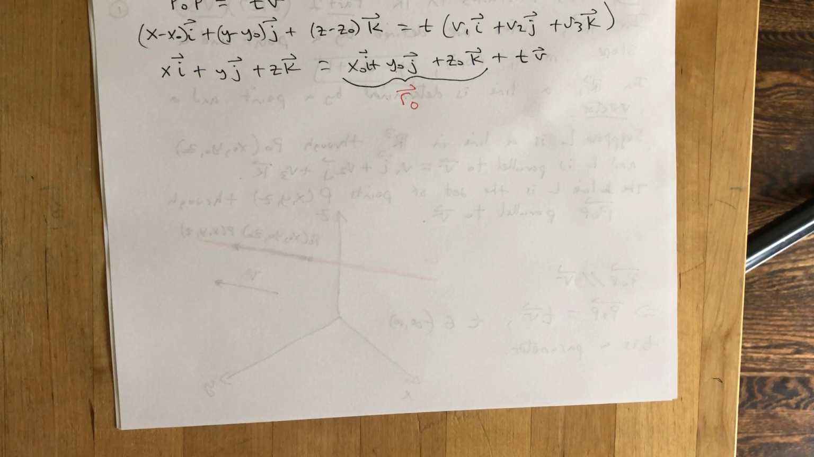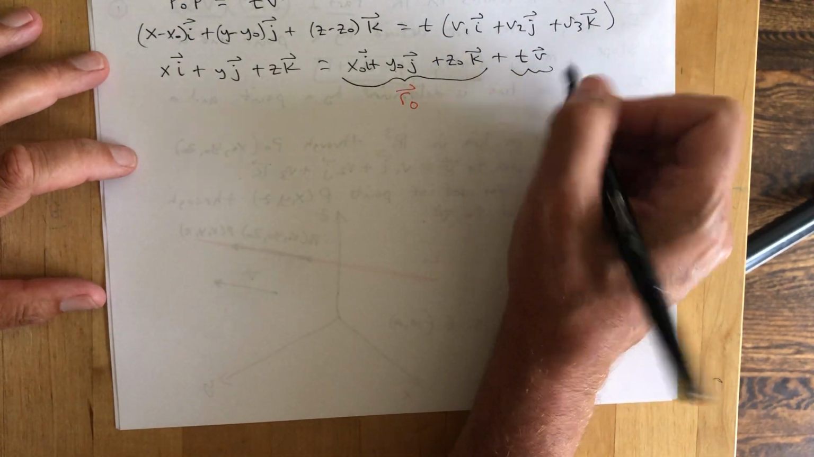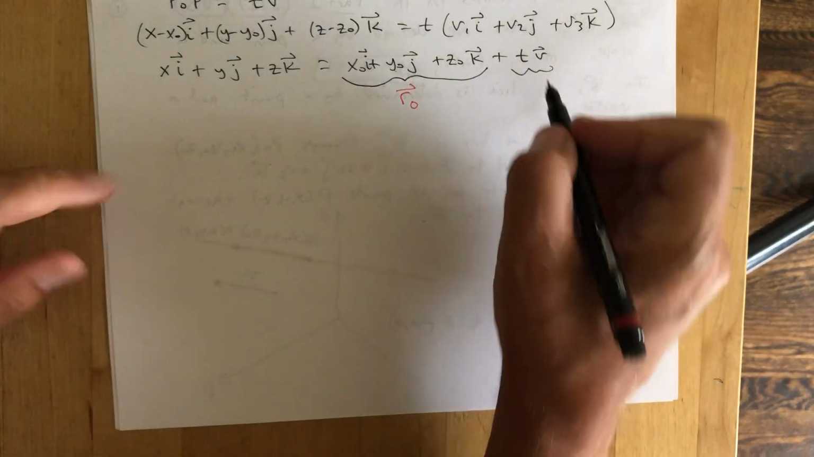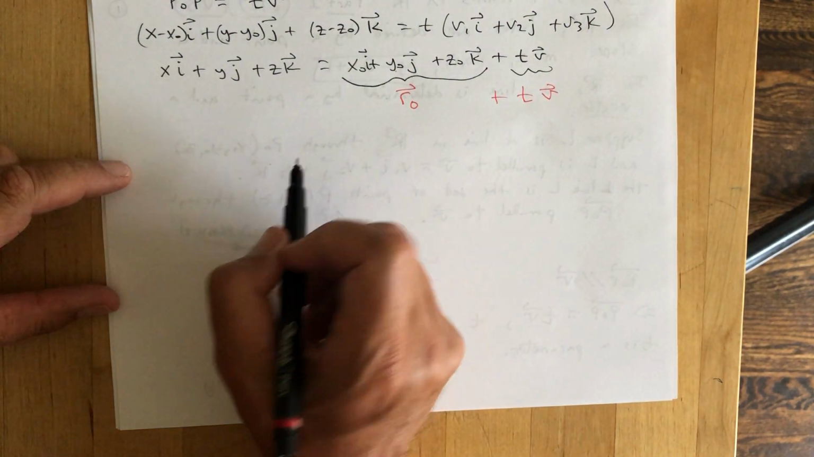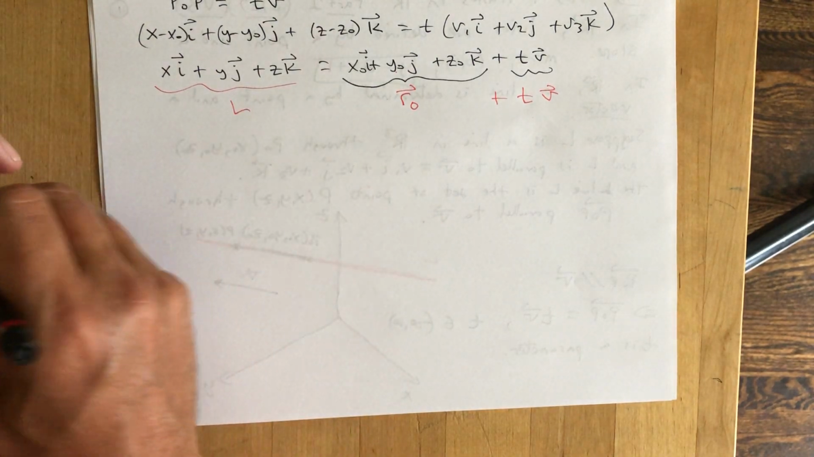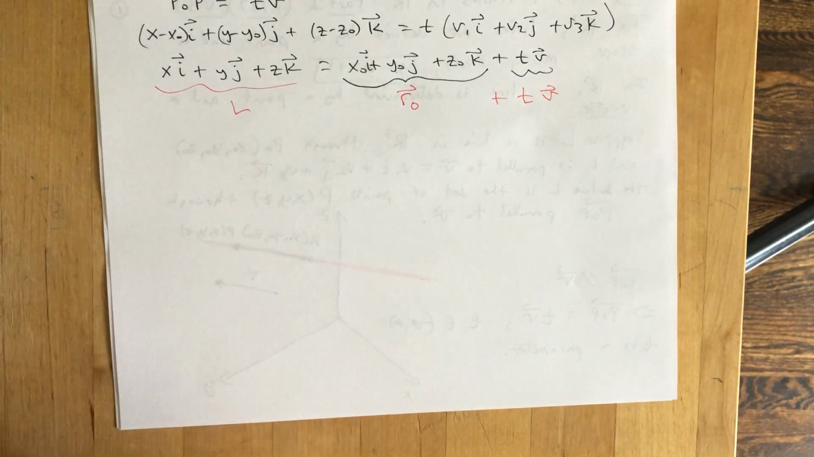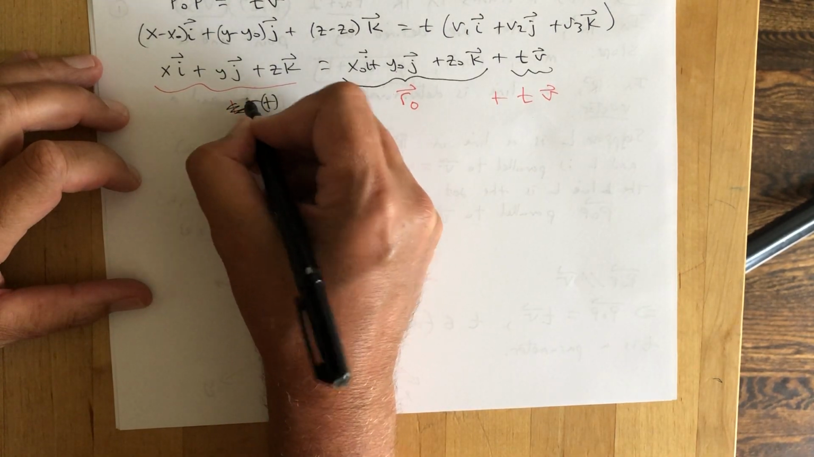Okay. And this is going to be what? Plus tv. And this is now what? The equation of the line L. Sorry, this is the vector r of t.